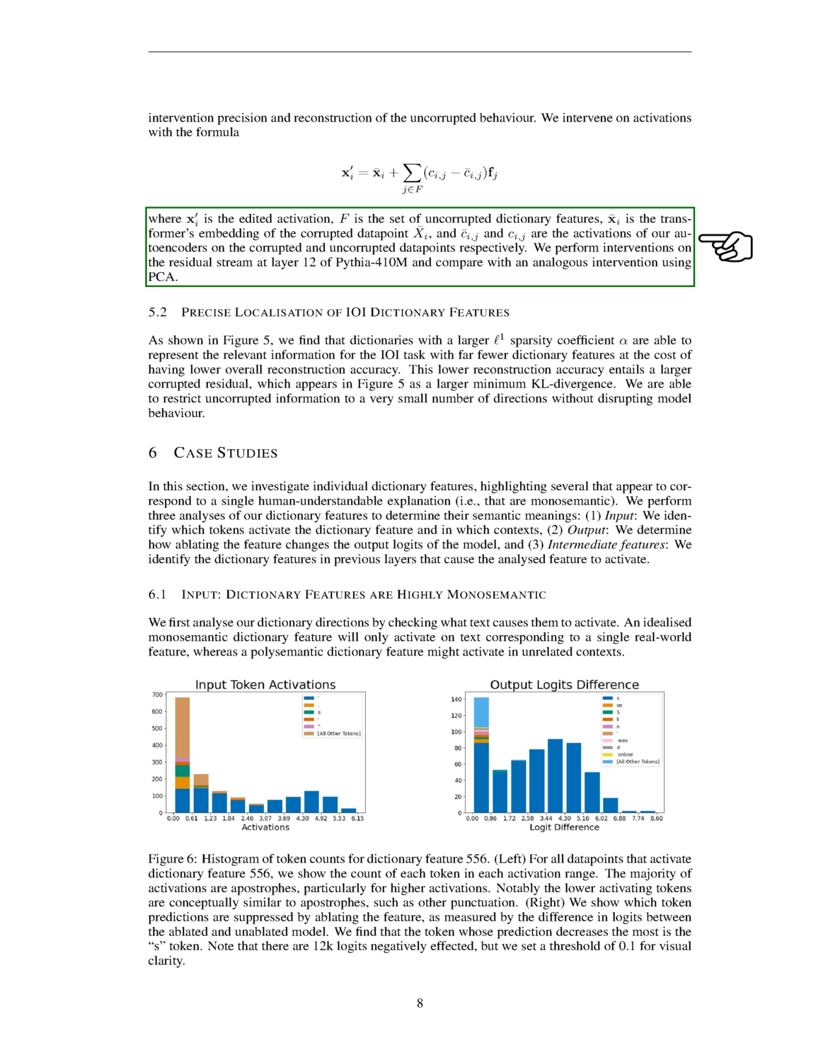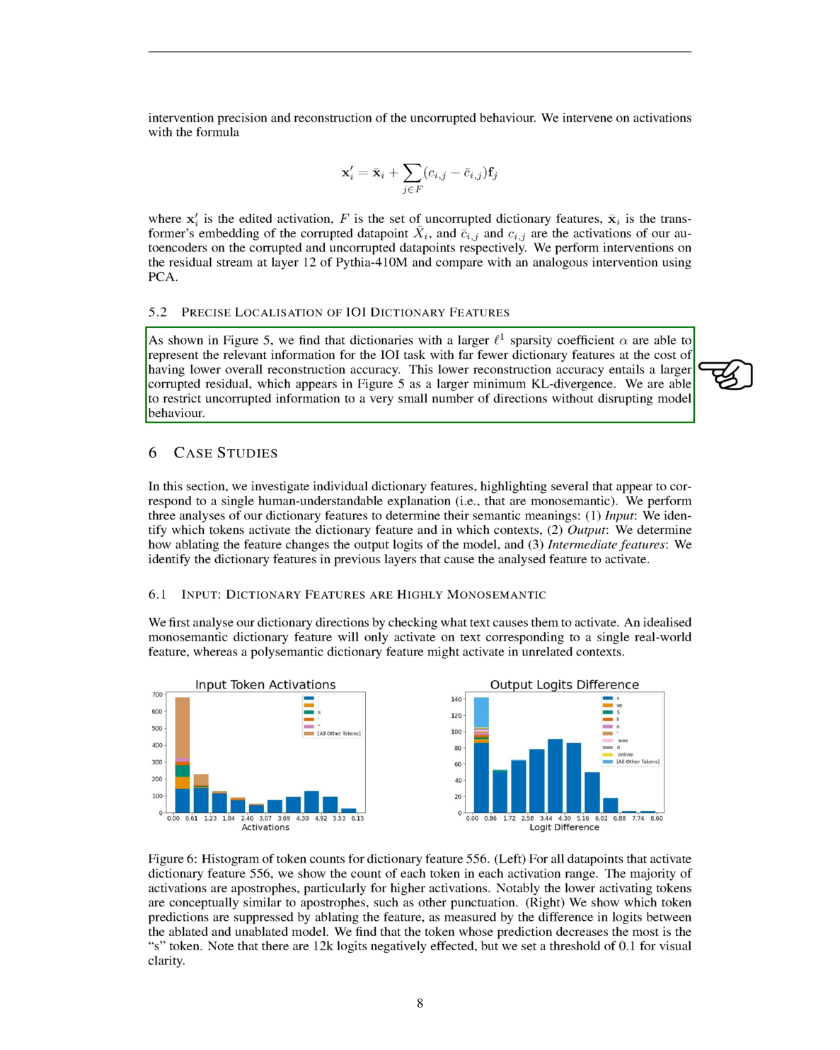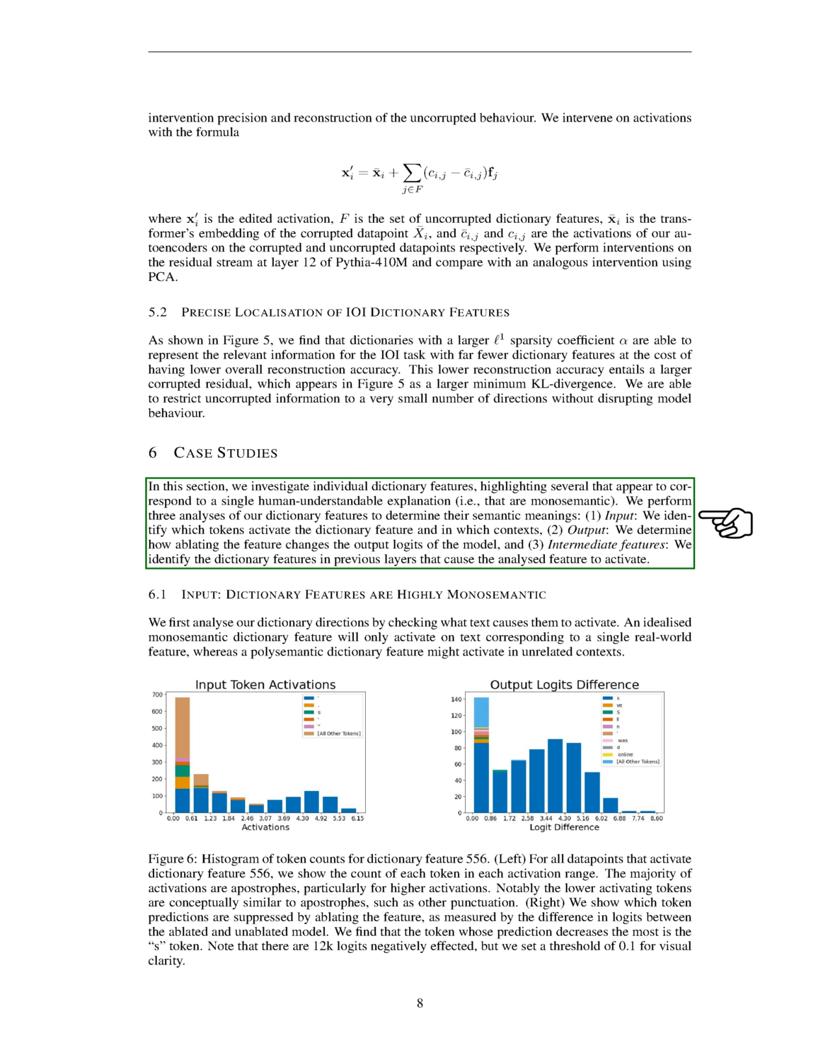We found that dictionaries with a larger sparsity coefficient were able to represent the relevant information for the IOI task with fewer dictionary features, but at the cost of lower overall accuracy. This lower accuracy resulted in a larger corrupted residual, which we were able to limit to a very small number of directions without disrupting the model's behavior. In the next section, we'll look at individual dictionary features, focusing on those that correspond to a single, understandable explanation.